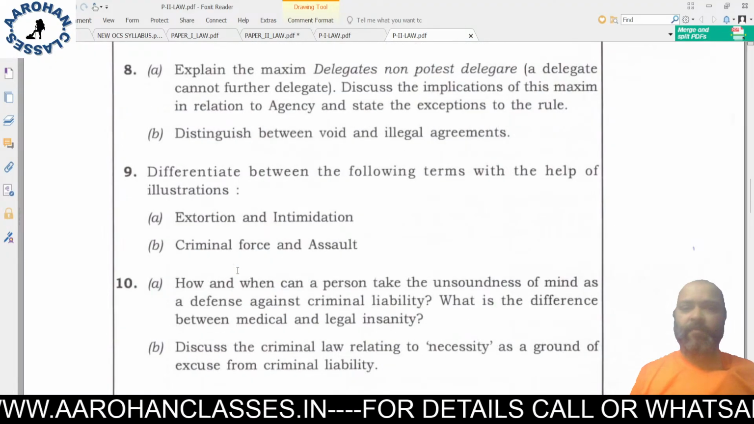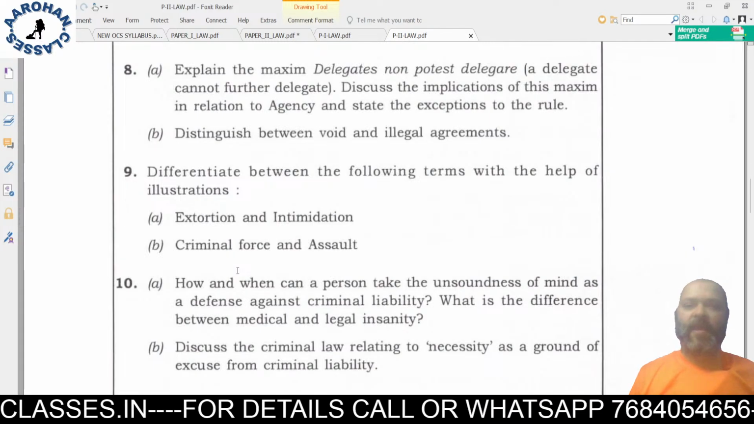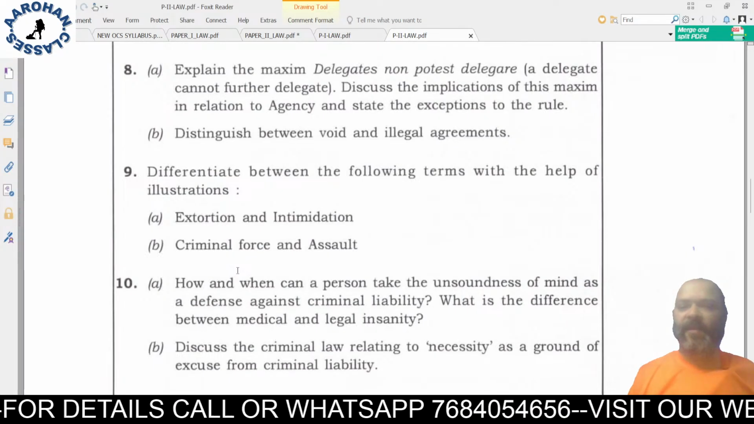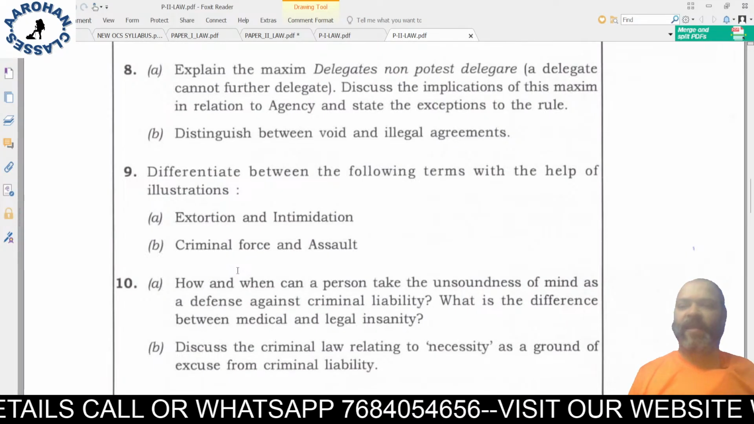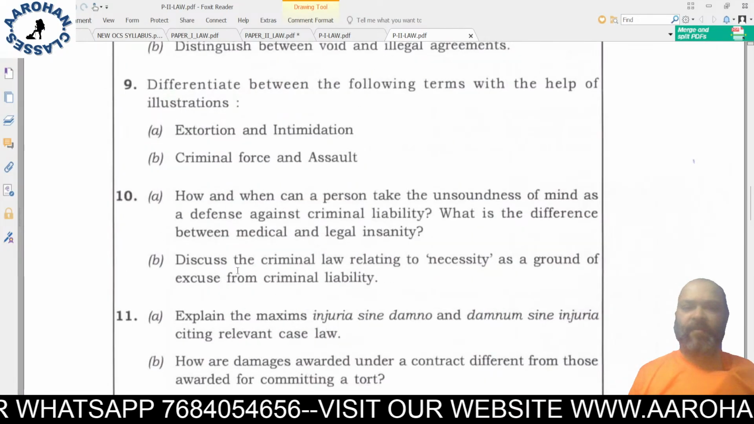Explain the maxim delegatus non potest delegare. A delegate cannot further delegate. Discuss the implications of this maxim in relation to agency and state the exceptions to this rule. Distinguish between void and illegal agreements.